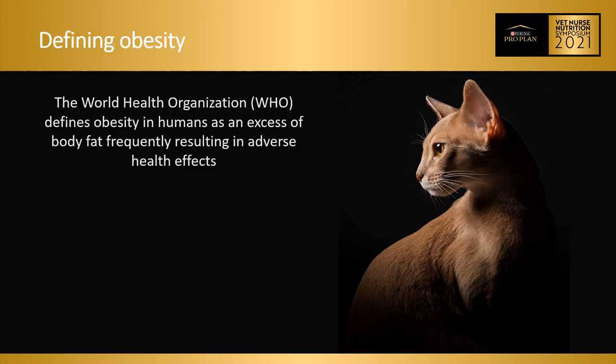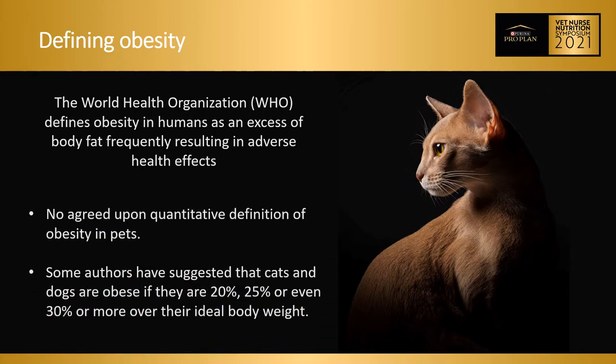So what is obesity? The World Health Organization defines obesity in humans as an excess of body fat, frequently resulting in adverse health effects. However, there is no agreed upon quantitative definition of obesity in pets. Some authors have suggested that cats and dogs are obese if they are 20, 25% or even 30% or more over their ideal body weight. However, as limited data exists on the nature of an optimal individual pet's body weight, determining the exact percentage of over ideal weight can actually be quite difficult.